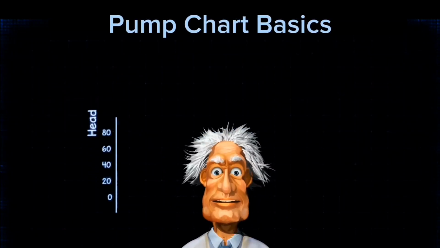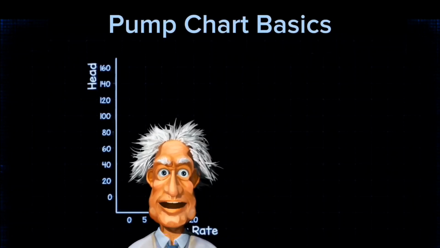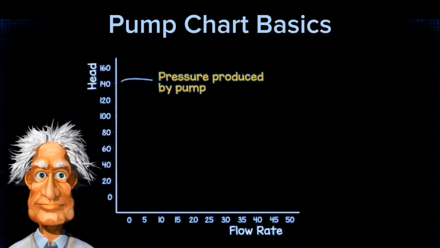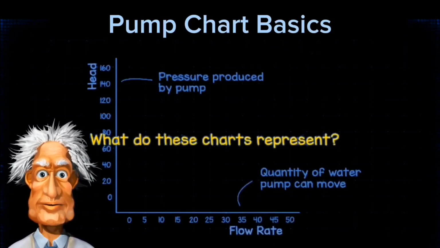The first thing we notice is that on the main vertical y-axis, we have head pressure, and on the horizontal x-axis, we have the flow rate. Basically, the head is pressure, and the flow rate is how much water the pump can move. What do these charts represent?